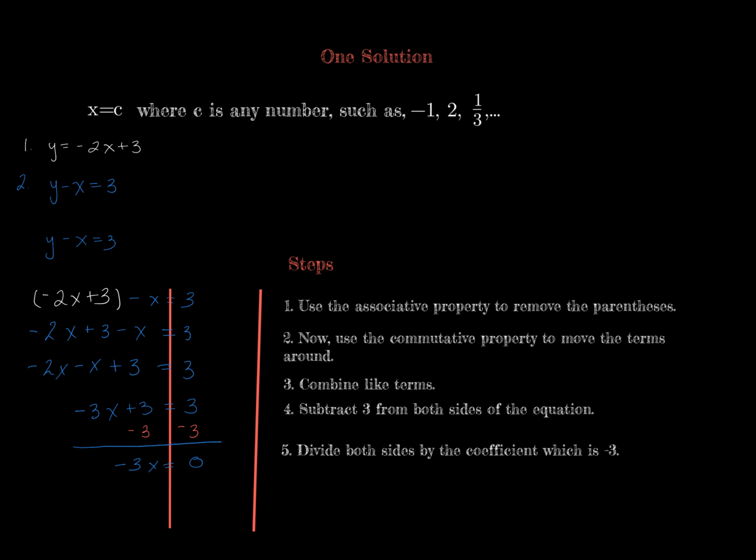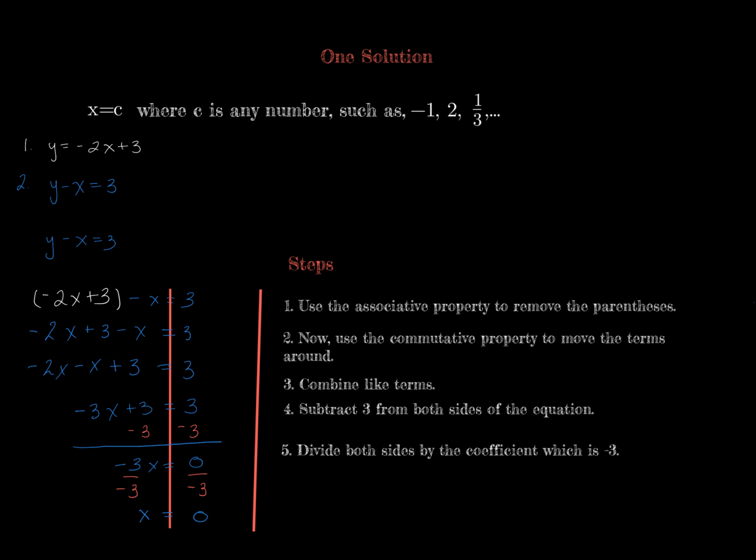On the following step, we'll divide both sides by the coefficient, which is -3. 0 divided by any number is equal to 0, so we get x equals 0. We aren't done. A solution for a system of linear equations is a point, and so far, we only have the x-coordinate. We need the y-coordinate.